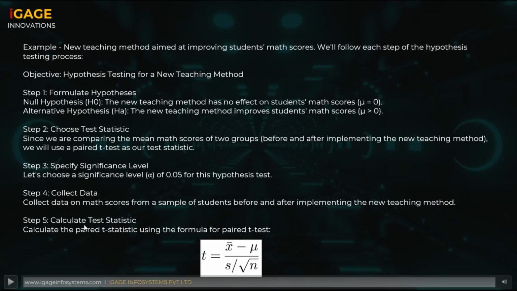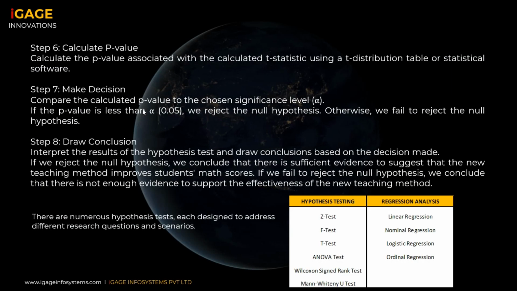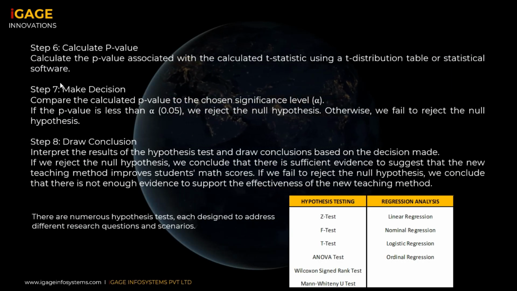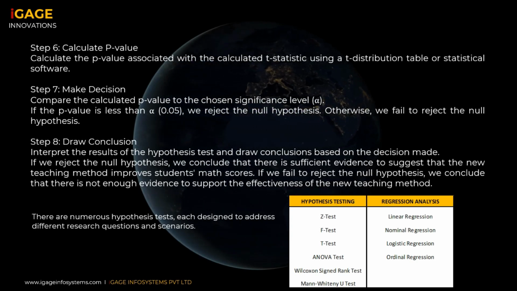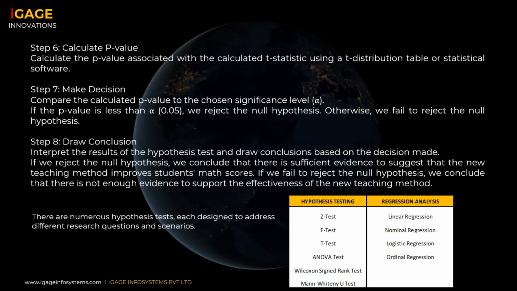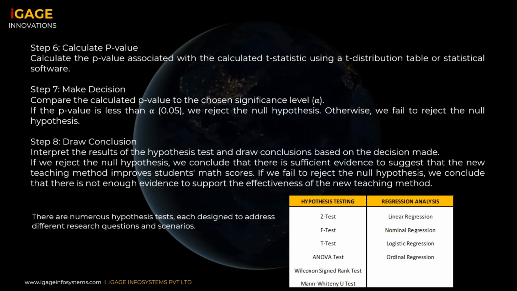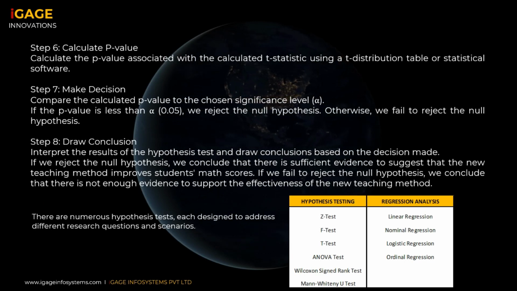After that, we collect the data and then calculate the test statistic. The t-test formula is the sample mean x bar minus the hypothesized population mean, divided by the standard deviation over the square root of the sample size. After that we calculate the p-value associated with the test statistic. We can get the p-value from the t distribution table, and based on that we can make a decision and draw a conclusion.